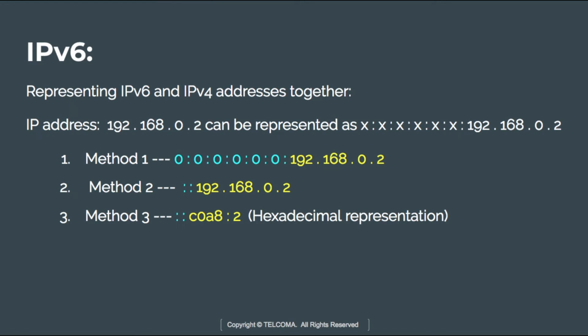Then another method is hexadecimal representation, in which I convert this IPv4 address into the hexadecimal format. So it is represented as ::C0A8:2. So this is the representation of the IPv4 and IPv6 address together.